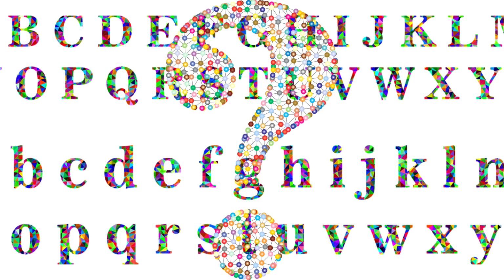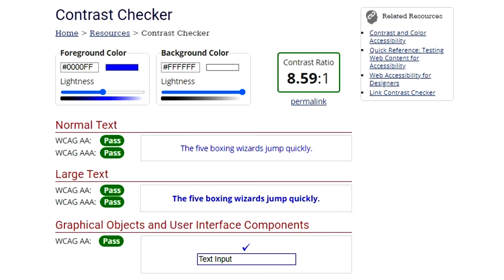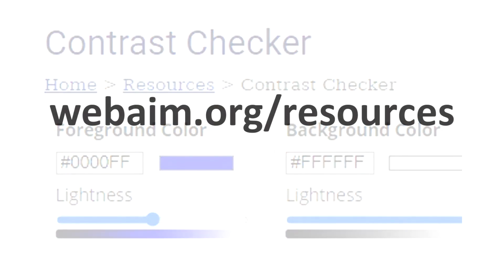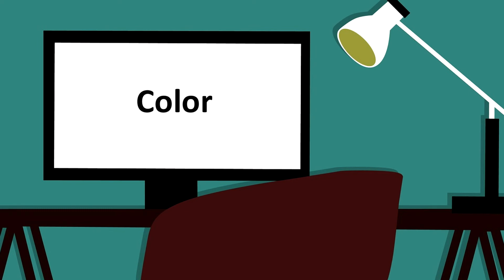If you decide to use colors and you wonder if your contrast is sufficient, use a contrast checker. The Web Accessibility in Mind website includes a contrast checker among its resources. Visit webaim.org/resources. Color. Do not use color as the only way to convey meaning.